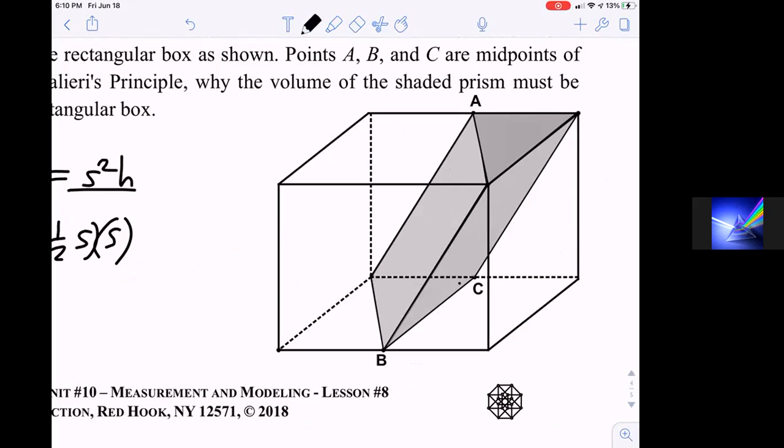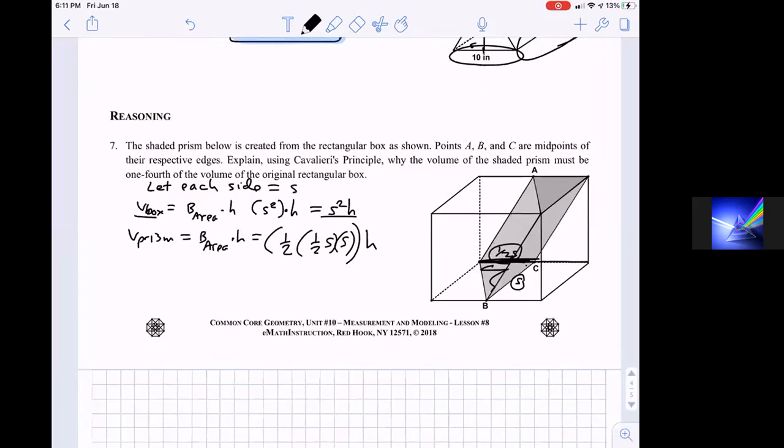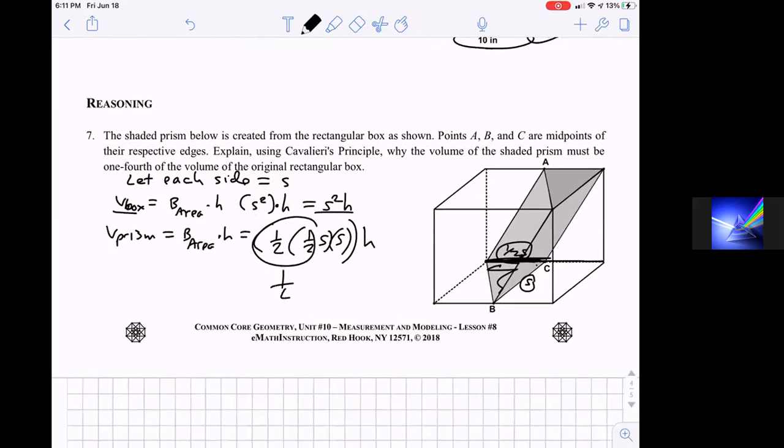You're looking at a triangle down here where this is a full side S, and the base of that triangle is 1/2 S, and this is a full S. So 1/2 of 1/2 S times S is the area of the base. Multiply that times the height, and we get 1/4 S squared H.